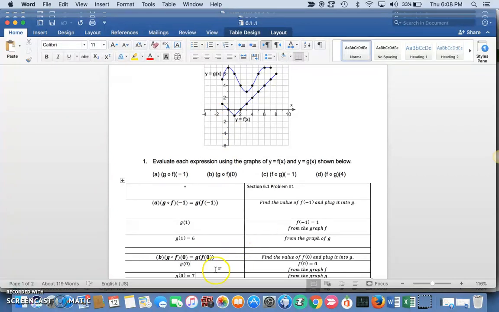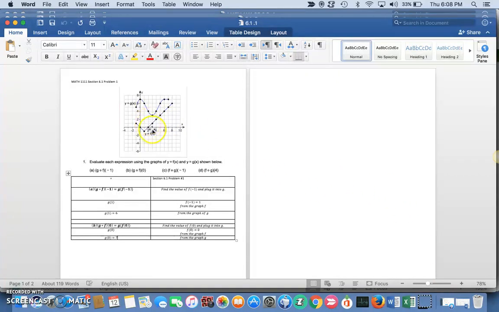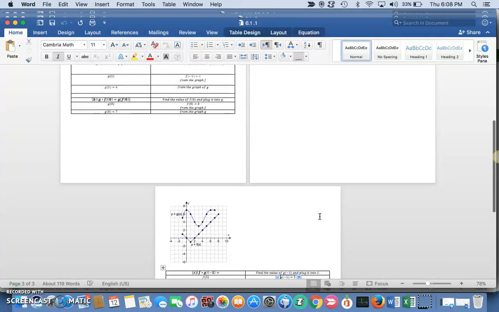And then I'm going to move this down just a hair so we can see everything at one time. Now, if you are doing g of 0, here is 0, and you go all the way up and you hit it at 7. So that final answer is 7.